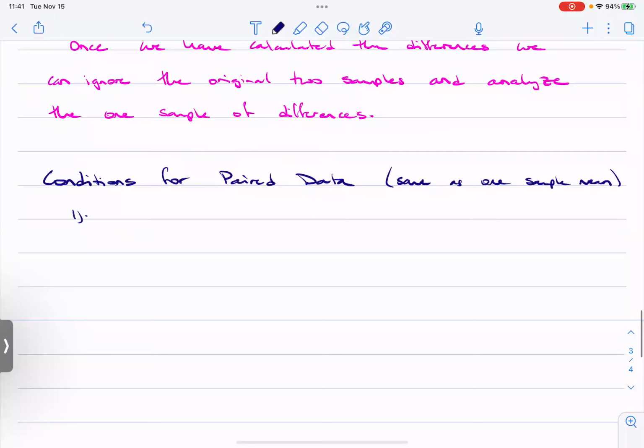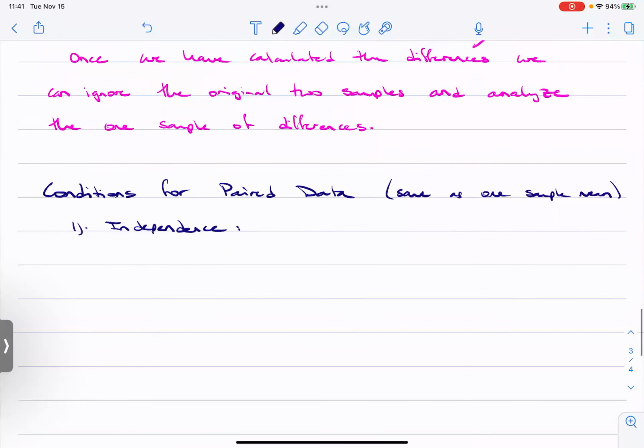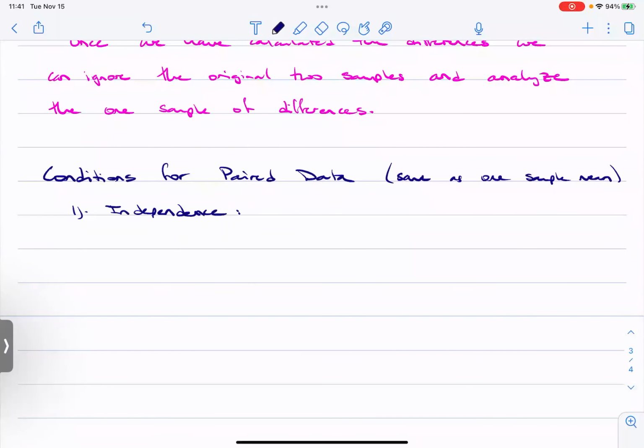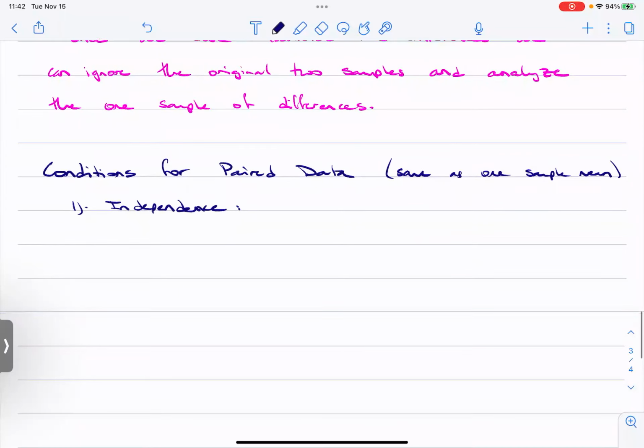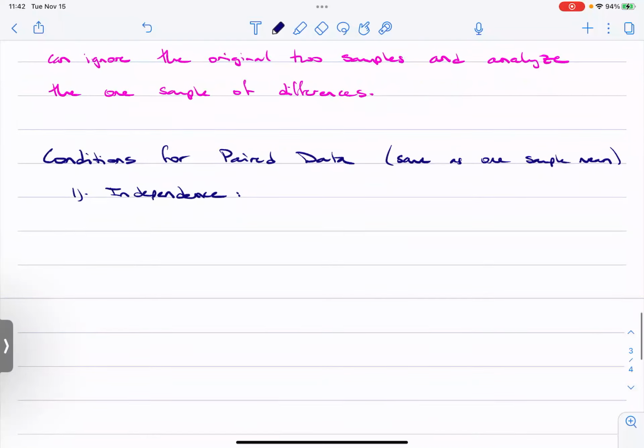First condition is independence. But Emily, they're paired. How can they be independent? Well, the subjects have to be independent, right? Because we're talking about the differences. And so if the subjects were randomly selected, then we can assume they're independent of the other subjects. The pre and the post scores are not independent. In fact, they're paired, which I guess is a condition.